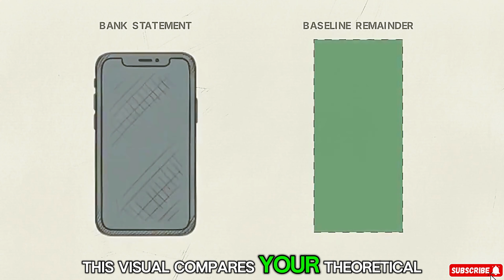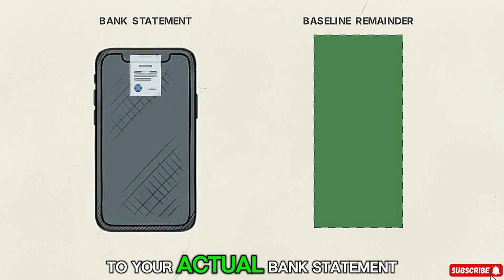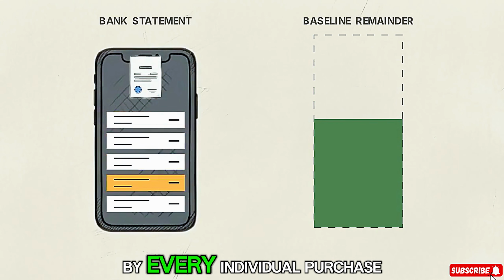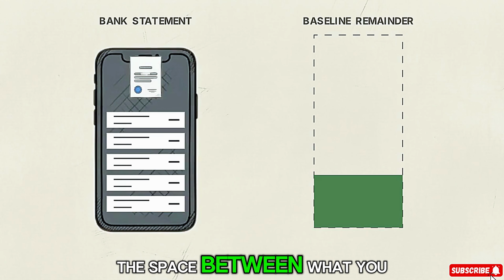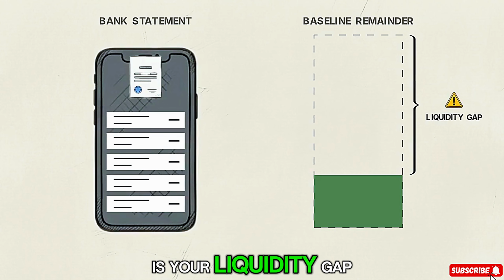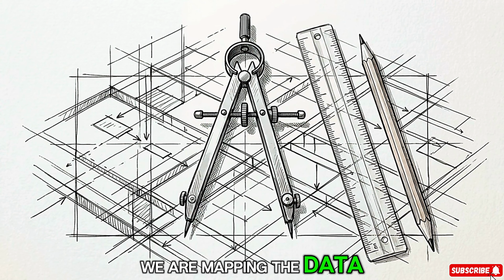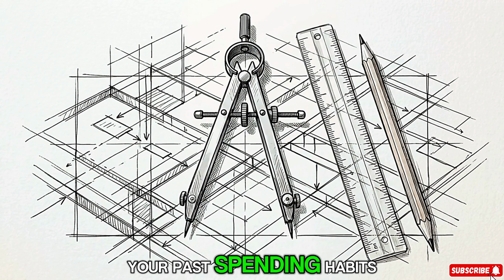This visual compares your theoretical baseline remainder to your actual bank statement from last month. Watch how your positive remainder gets chipped away by every individual purchase. The space between what you had left and zero is your liquidity gap. This is purely a mathematical audit. We are mapping the data, not passing moral judgment on your past spending habits.